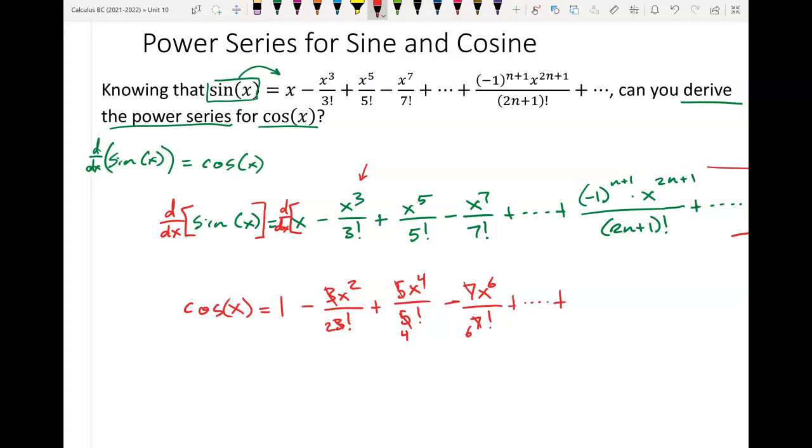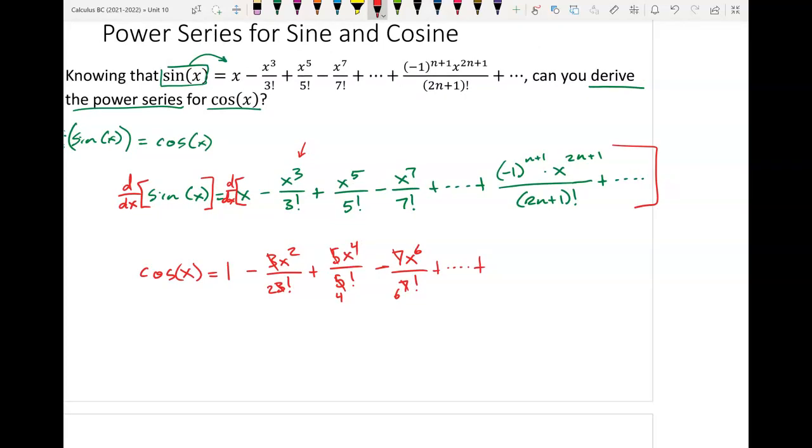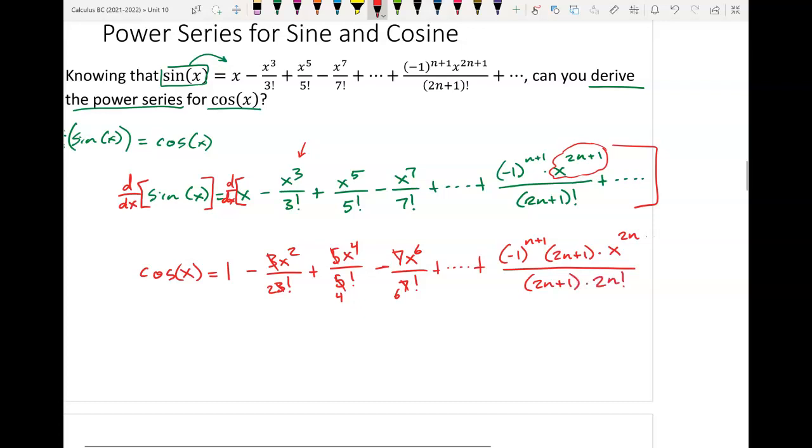Plus dot dot dot, plus. Again, we're only differentiating the x term here, so this is the only one I care about. Everything else is a coefficient. So that's going to be negative 1 to the n plus 1. I can go ahead and bring down my power, so that's going to be 2n plus 1 times x to the 2n plus 1 minus 1. So that should just be x to the 2n, over, I'm going to expand this just slightly, that would be times that, and I see that, yep, that first part of the factorial cancels. And so there we have it. Oh, and I forgot my plus dot dot dot.